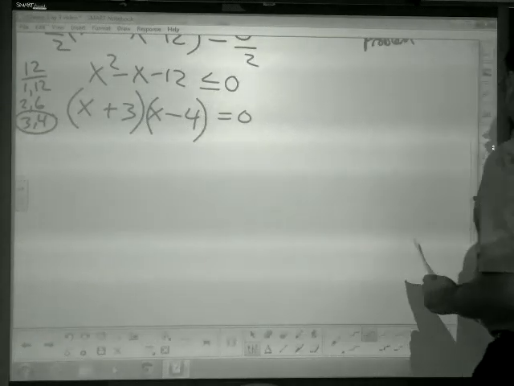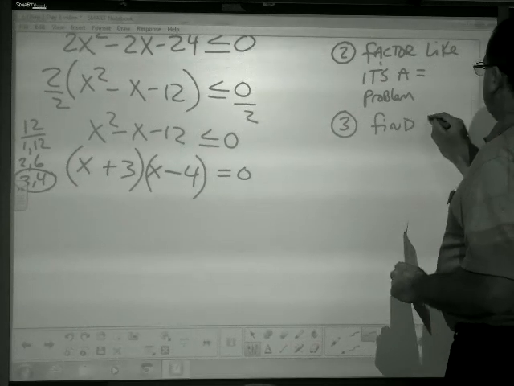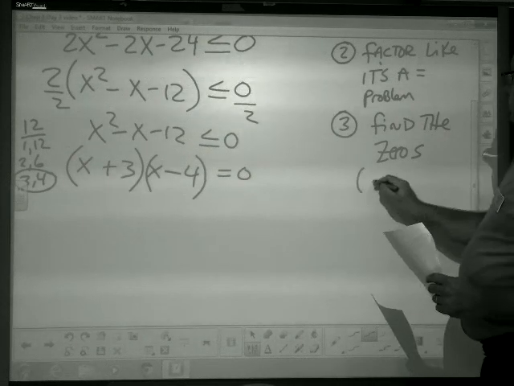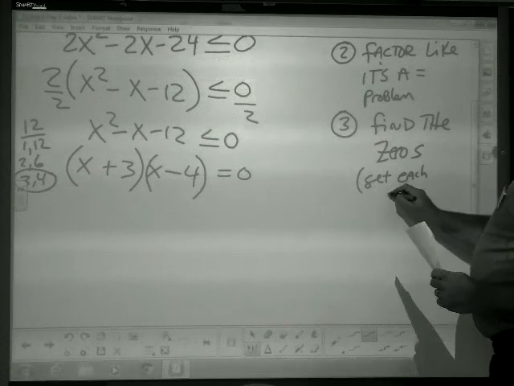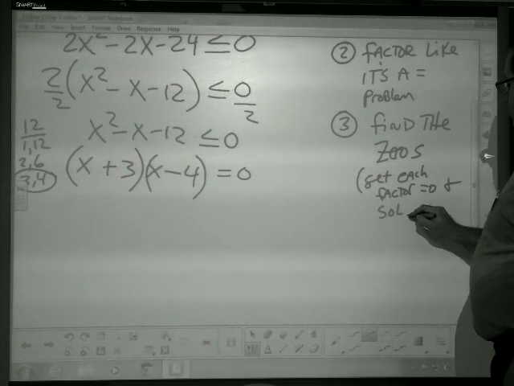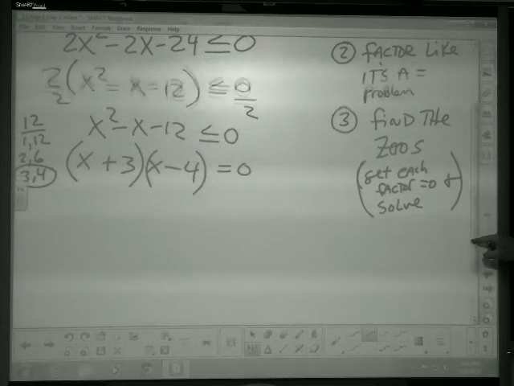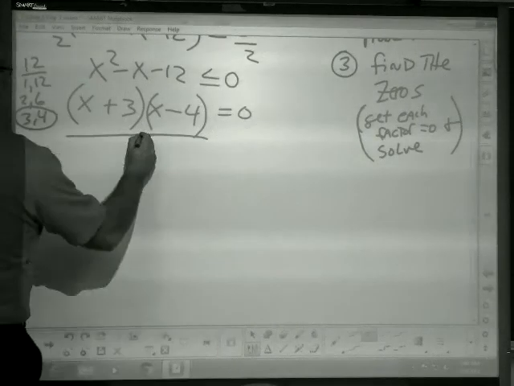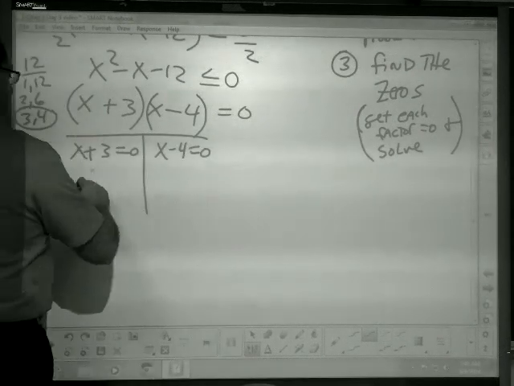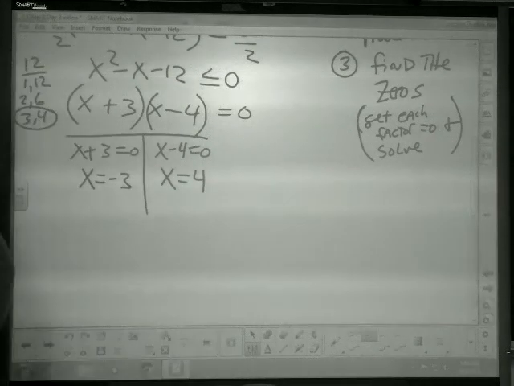Now, step number 3, find the zeros, which is set each factor equal to 0 and solve. You're finding the zeros when you do that. Getting each factor equal to 0 and solve. Go make your t. x plus 3 equals 0. x minus 4 equals 0. So x equals negative 3, just subtracting 3 from both sides. x equals 4, adding 4 to both sides.